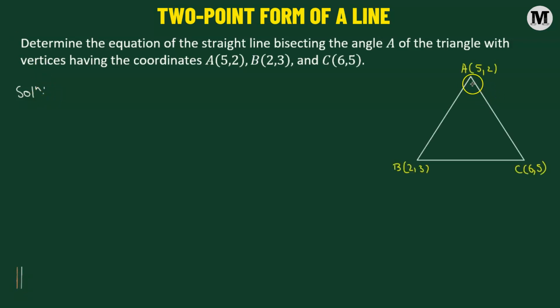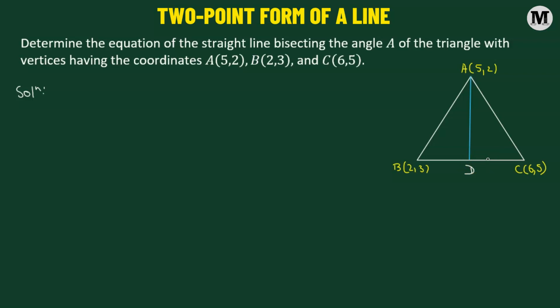Now the coordinates of the vertices A, B and C are given to us. So here our goal will be to find the equation of the line which is bisecting the angle A of the triangle, meaning our goal will be to obtain the equation of AD. Now to find the equation of AD, we will be using the 2-point form.